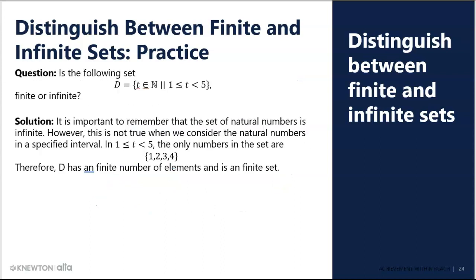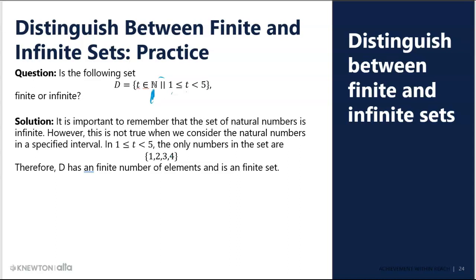Okay, so what about the following set? Now, here is some interesting notation. This is set builder notation. We have another video that goes into this. So my set D has elements T, numbers T that are elements of the natural numbers such that 1 is less than or equal to T, which is less than 5. So 1 is going to be in the set. We're using the natural numbers, 1, 2, 3, 4. Don't worry too much about this. I get into that in another video.